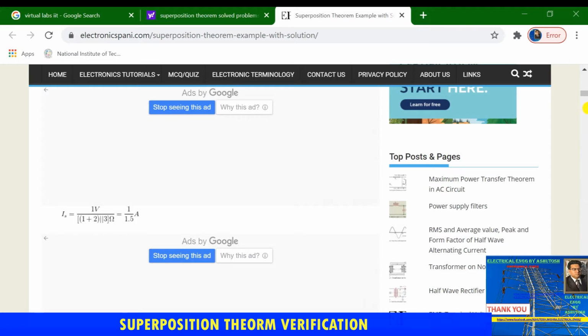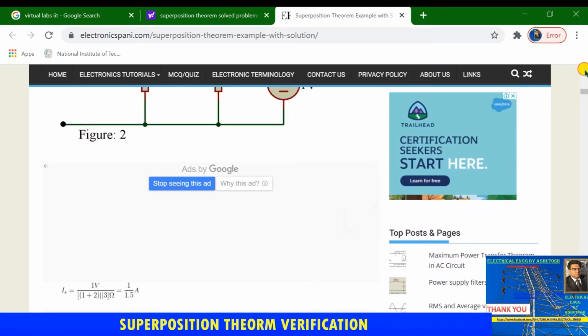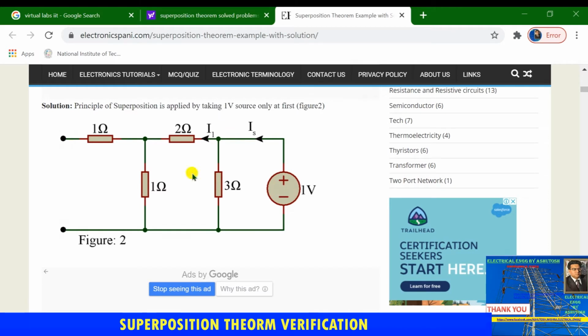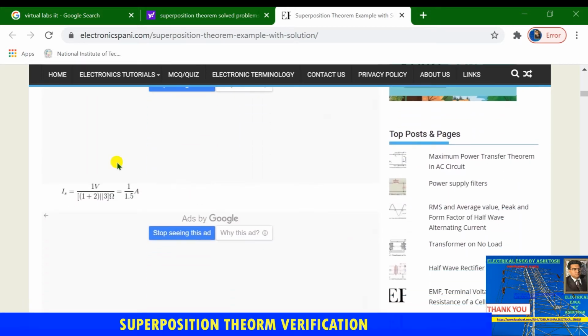The total current will be I equal to V, 1 volt, upon R equivalent. You can solve the equivalent resistance: 2 and 1 are in series, so they are added, 2 plus 1 becomes 3, and 3 and 3 will be in parallel. So the current will be 1 volt divided by 1.5 ohm resistance, and the current becomes 1 upon 1.5 ampere.